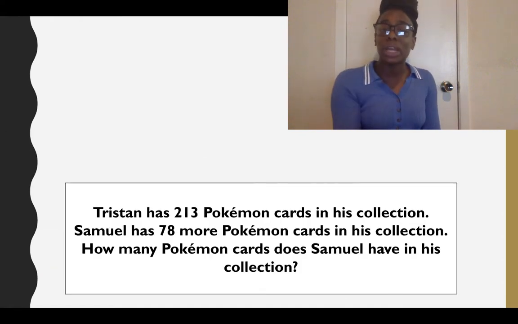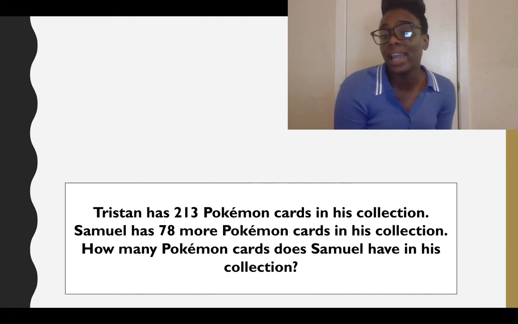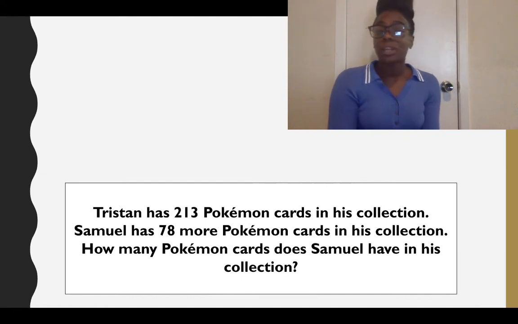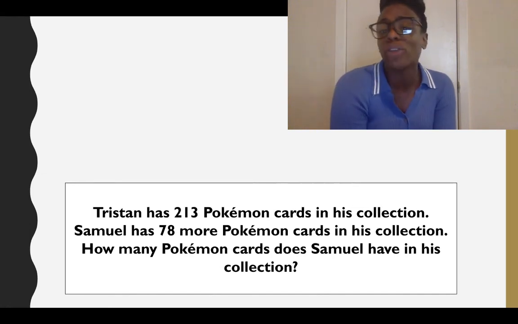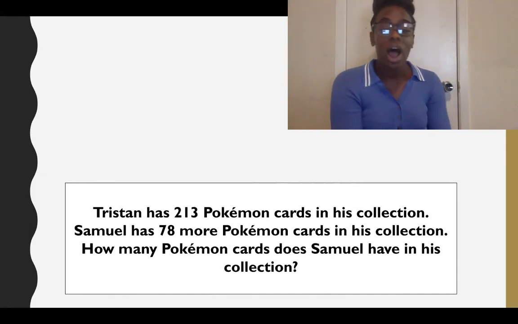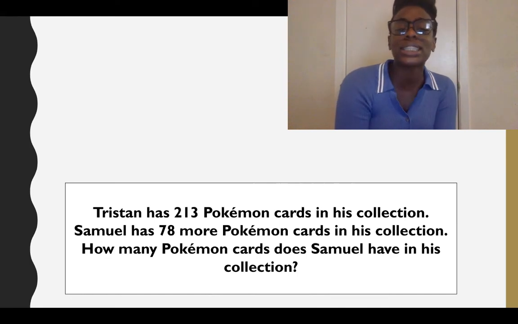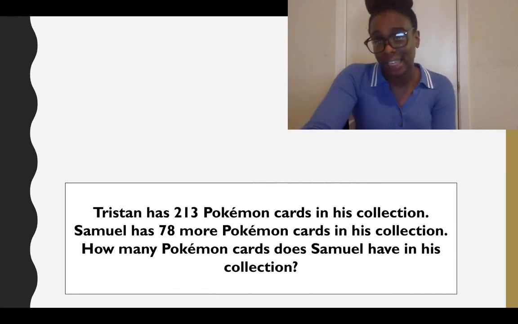I want us to read the word problem again. Stop if you need to and press play when you want to make sure that you are aligned with me, or if you just want to solve it on your own first. All right, let's read it. Tristan has 213 Pokemon cards in his collection. Samuel has 78 more Pokemon cards in his collection. How many Pokemon cards does Samuel have in his collection?